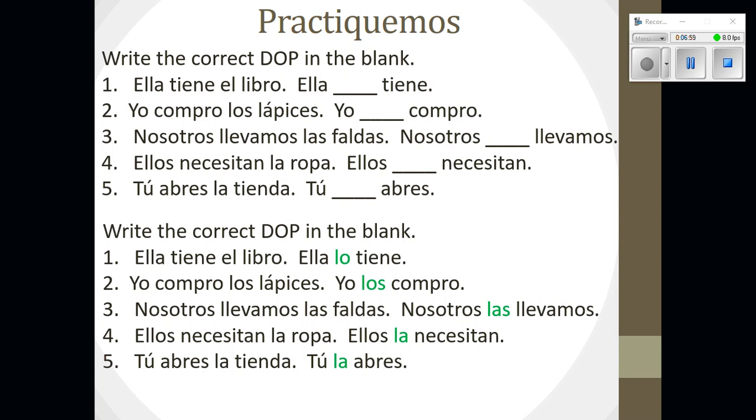Now I want you to take note here before we move on that all of these DOPs come before the verb. Okay, we had one verb in each of these sentences. Therefore, we have to put the object before the verb. Okay.